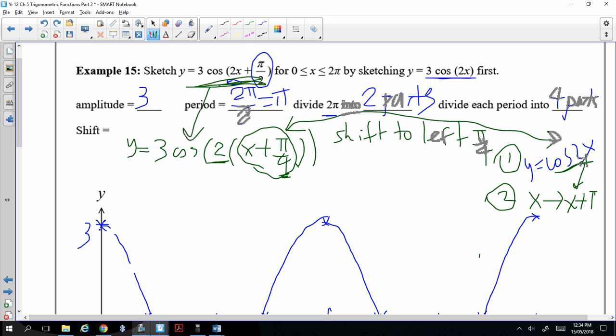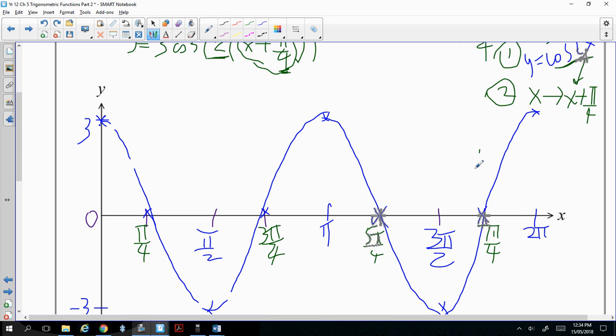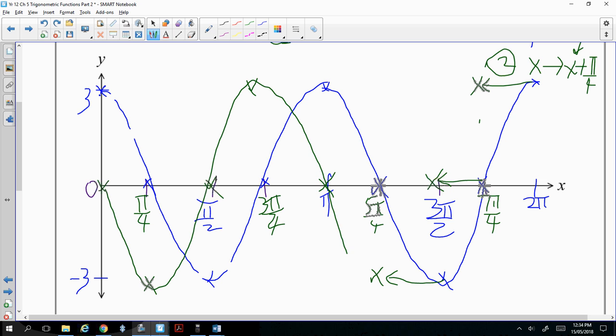Go left pi on 4, get this point. Go left pi on 4, get to this point. And then you keep doing 1, 2, 3, 4, 5. Okay? So you join the dots, so you get this graph. And then just extrapolate. So this graph is y equal to cos 2x plus pi on 2. Alright, so it's done.